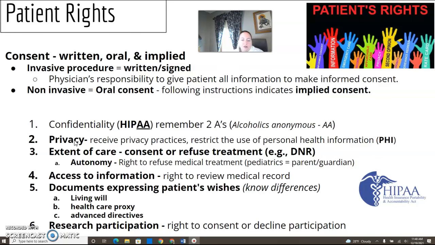Autonomy. I want you to know this word. Autonomy is your right to refuse medical treatment. You get to decide what happens to you. Sort of a gray area might be pediatrics. If you're under a certain age, your parent or guardian will need to make those decisions for you. Access to information. You have a right to review medical records. Documents expressing patient's wishes. I would like you to know the differences. So you're going to look up living will, healthcare proxy, and advanced directives to know the difference between them. Regarding research participation, the patient has the right to consent or decline participation in research.